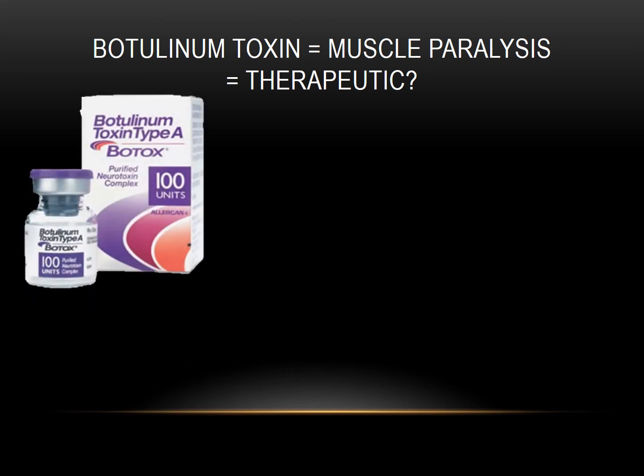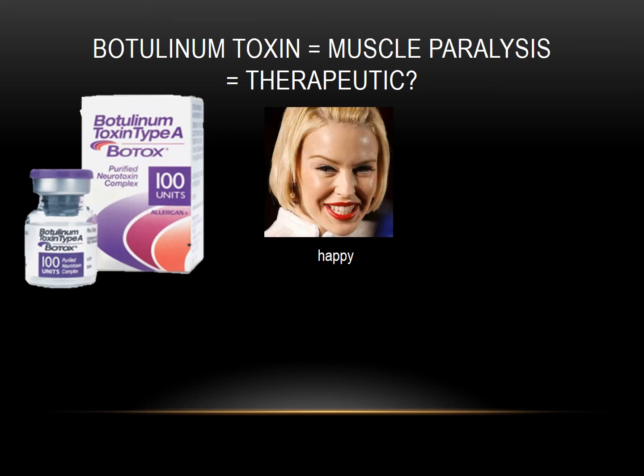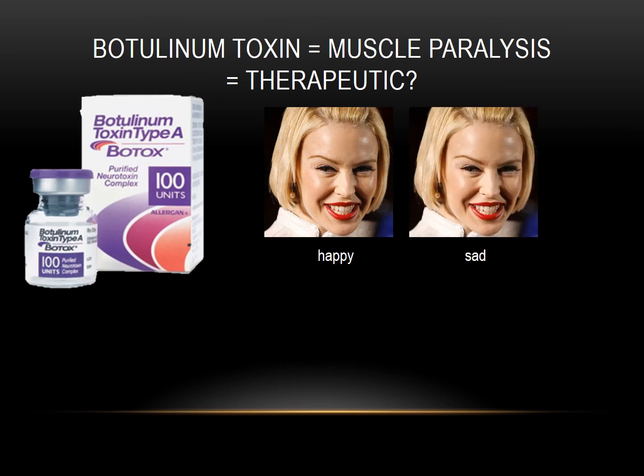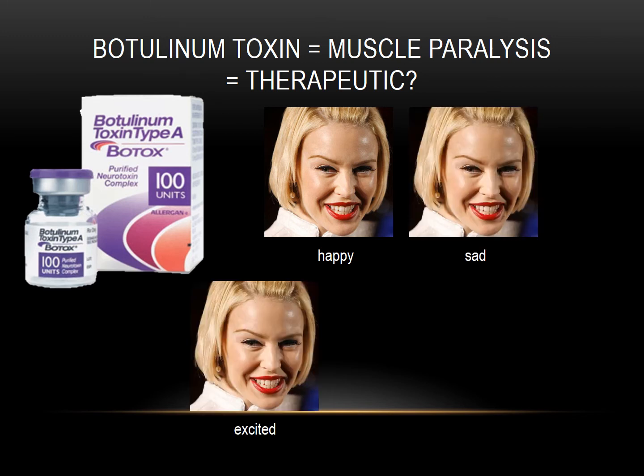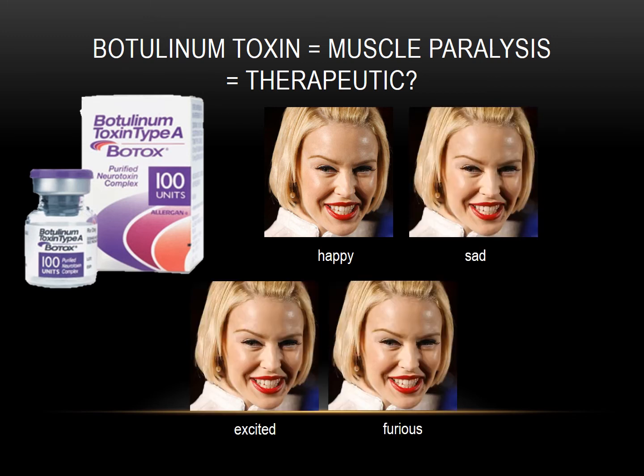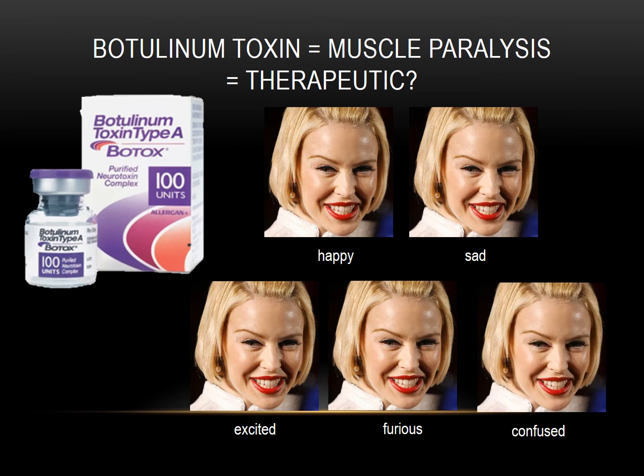Botulinum toxin type A is quite literally the active ingredient in Botox. And we've all heard of Botox before. You've heard about the happy Botox face, and the sad Botox face, and the excited Botox face, furious, confused Botox faces, all of which look identical to one another because Botox is a muscle paralytic, and it paralyzes the muscles underneath the skin in your face when it's injected, which helps reduce those worry lines or the wrinkles across your face.